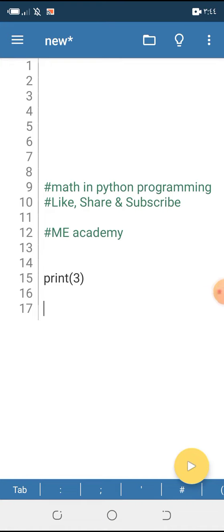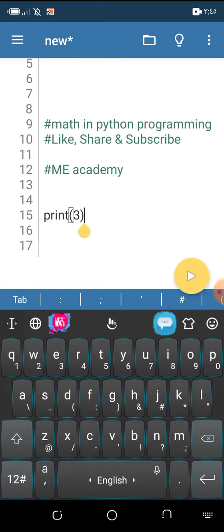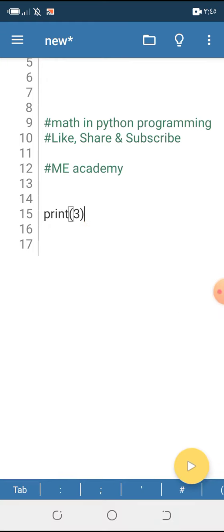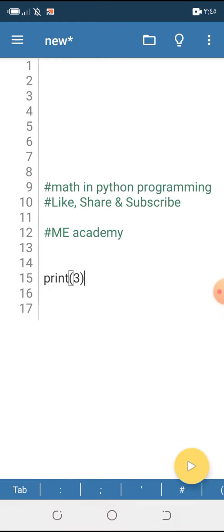Today we will talk about math and arithmetic operations in Python programming. At first, in this line, I write print, and between two parentheses, I write 3. What is the meaning of that line of code? That means I order, or I want, to print that number 3 on the screen. Let's try.